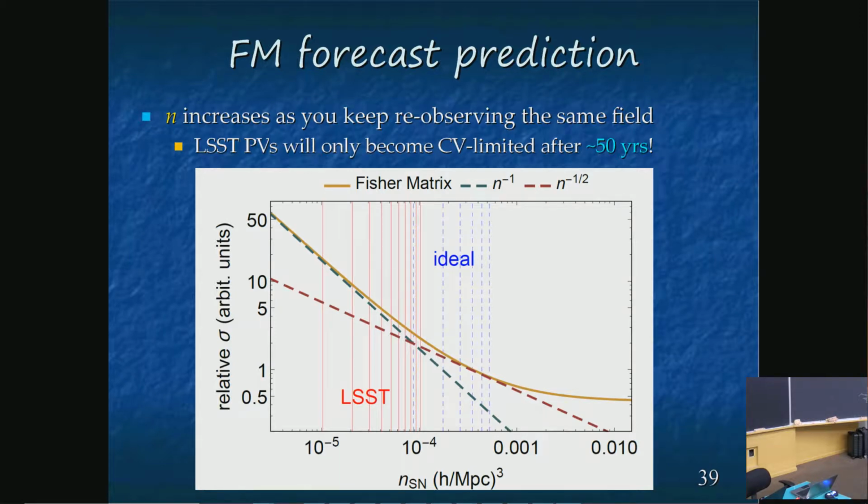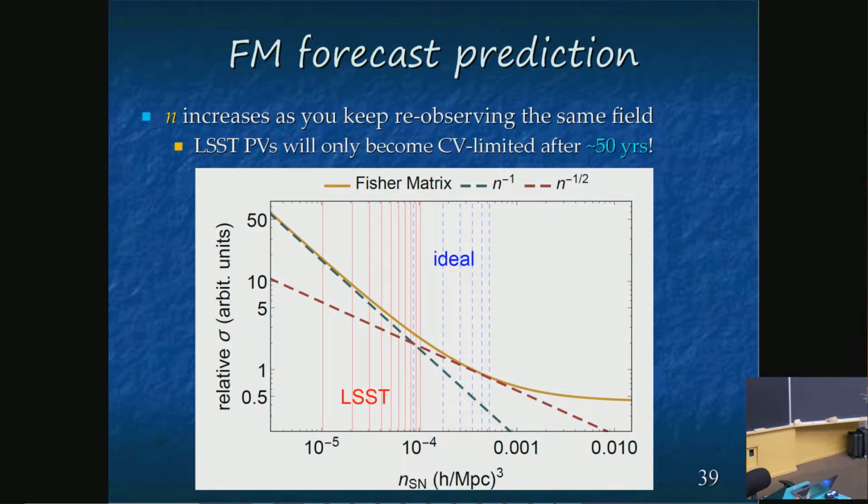So that's a relative error, let's say in sigma 8, in arbitrary units here, and then the number density of supernovae. And it goes like this. You start in the shot noise regime where you go like 1 over n, so you learn a lot. Usually when you double your data, you get square root of 2. But here, you double your data, you get a clean factor of 2 in this region, until your cosmic variance starts to kick in, and you go to a region where you gain 1/2, and then it saturates. So LSST from 1 to 10 years are plotted here.